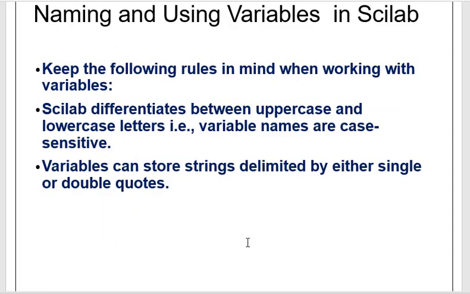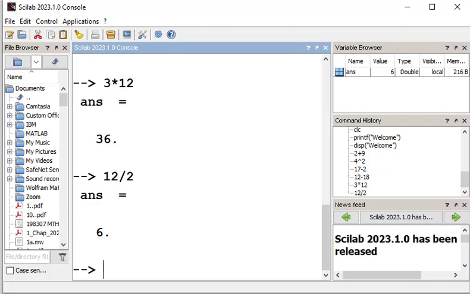But what if I want a particular variable to hold a value? Right? In that case, we need to define a variable. Now what is a variable? A variable is a placeholder that can take some value and then I can use it at a later stage. Right? So let me take a simple example.